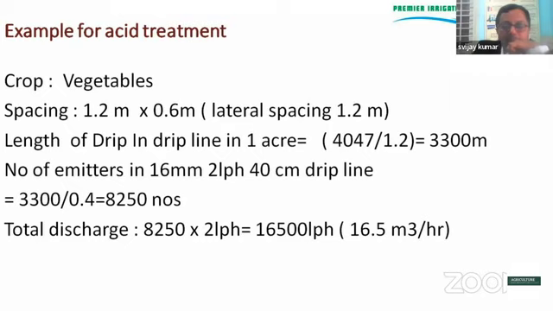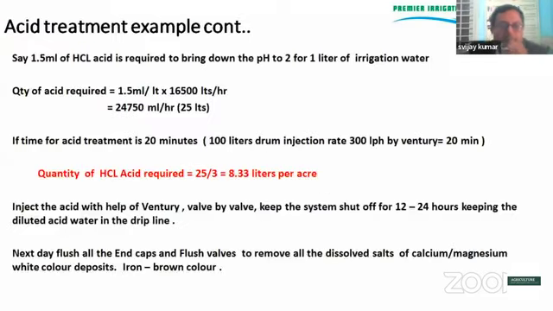How many emitters will be present in that drip line? I'm assuming a 16 millimeter, 2 liter per hour, 40 centimeter drip line, which is very commonly used. If I divide 3,300 by 0.4, I get 8,250 drippers. Each dripper is a 2 LPH dripper, so you require 16,500 liters per hour if you do the acid treatment for 1 hour. Definitely you're not going to do it for 1 hour. After the titration, we take the water, check its pH, and then start adding small ml amounts either by a syringe or by a filler.